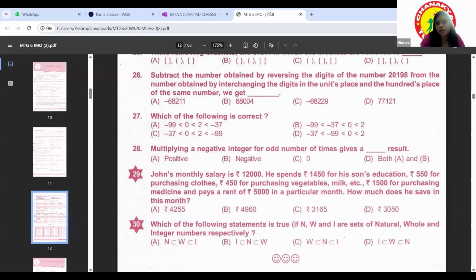See, for such things, I'll give you a trick. Just the things you are subtracting, I'm solving. Okay. Ma'am will be remained with 3,050. Option D.